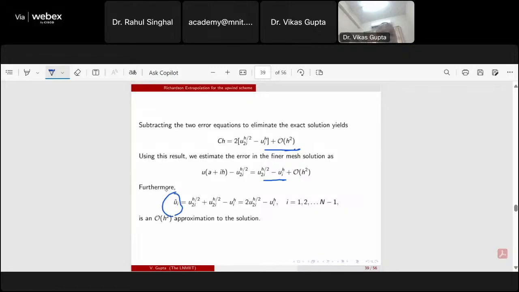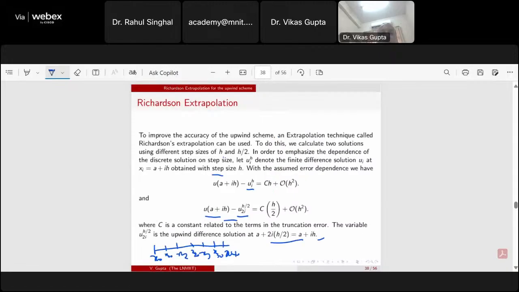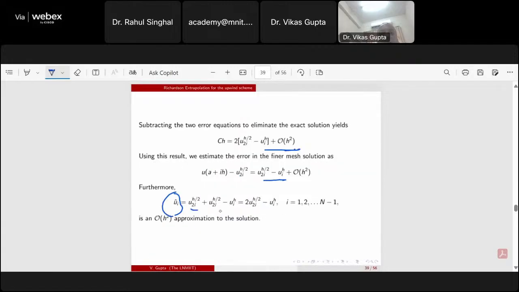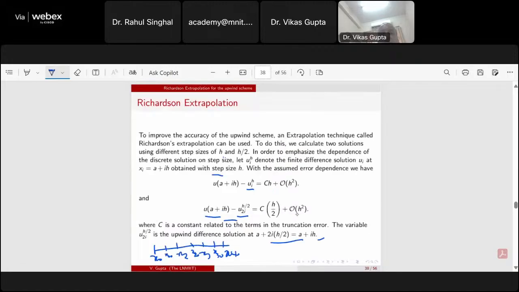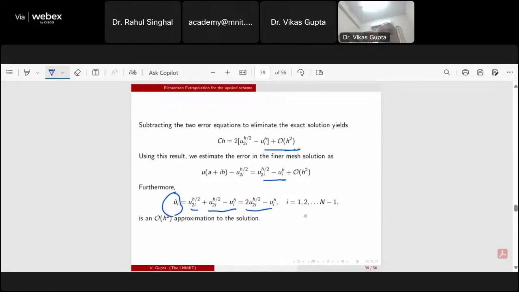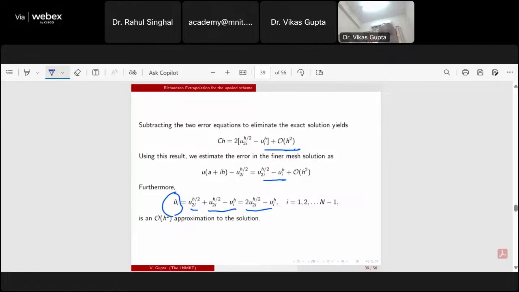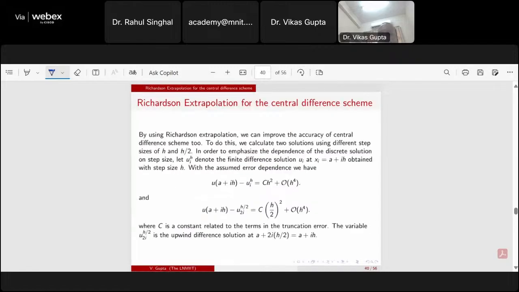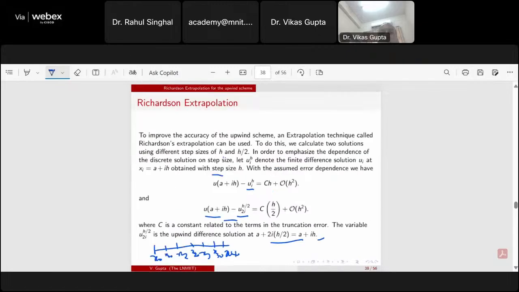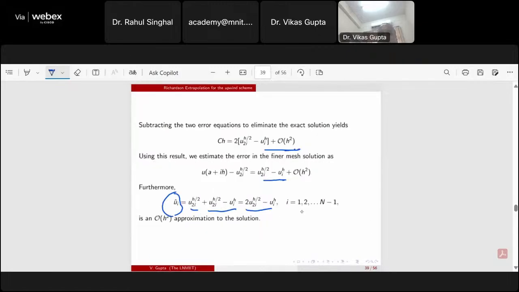So with the help of this estimate, if we construct a new solution, if we consider a new solution u_i hat equal to u_{2i}^{h/2} plus this, that is equal to 2u_{2i}^{h/2} minus u_i^h. Then because of this equation, this new solution u_i hat will be of second order accurate.